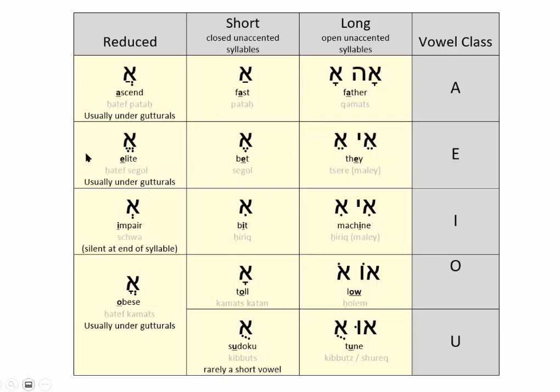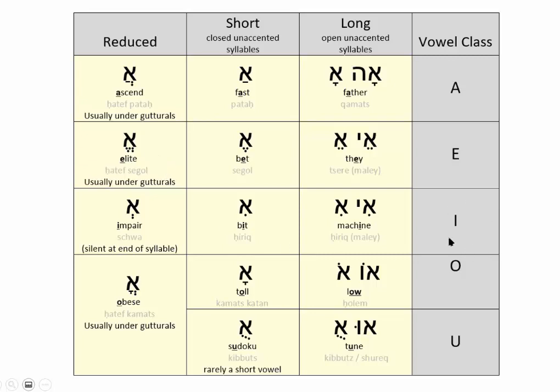And the extremely brief reduced vowel of the E class is called chatef segol. It's pronounced like the E at the beginning of elite. And again, this will typically show up under gutturals.